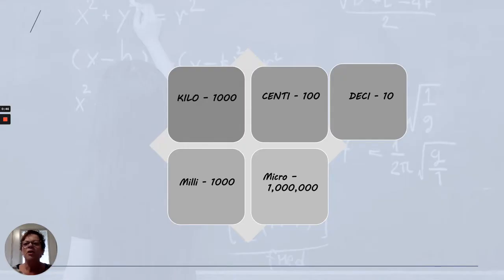So we're going to start with some conversions, and there are some things that will really help you as you move through. That would be learning that kilo is 1,000, centi is 100, deci is 10, milli is 1,000, and micro is 1,000,000. Those are going to make your conversions easier once you memorize those.